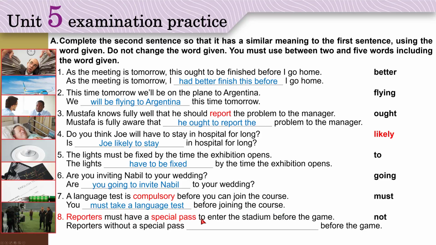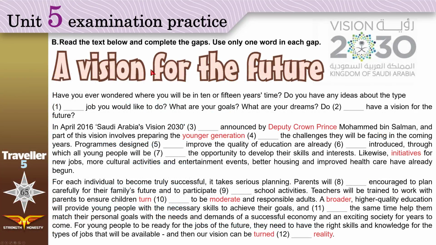Reporters must have a special pass. Reporters are people who write news for newspapers or tell them to people on TV. A special pass is like a special permission to enter the stadium before the game. Use not. Reporters without a special pass cannot or must not enter the stadium before the game. That was easy, right?